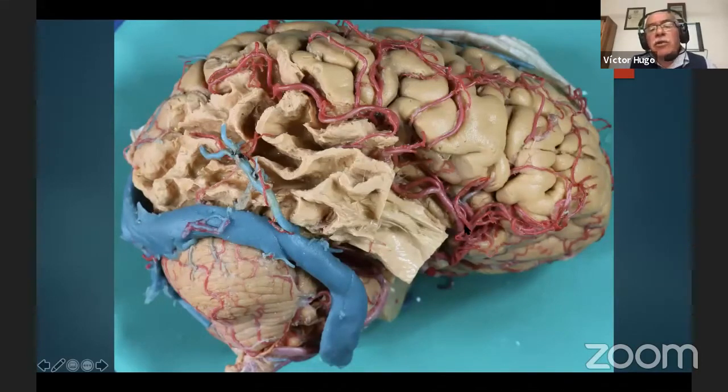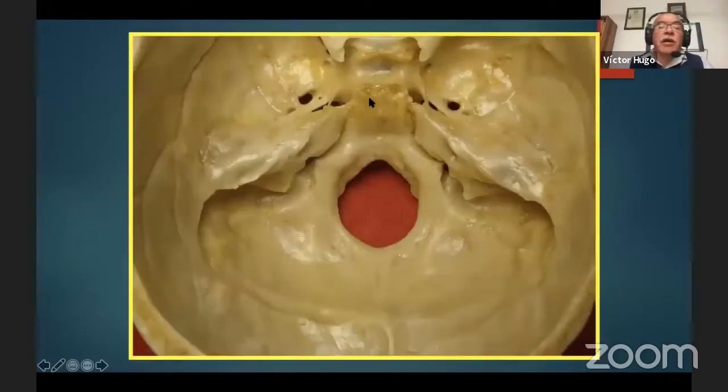And here we have also the middle cerebral artery in its first segment, the second, third, and fourth, the cortical arteries, the branches of this middle cerebral artery. The endocranial view of a skull base.